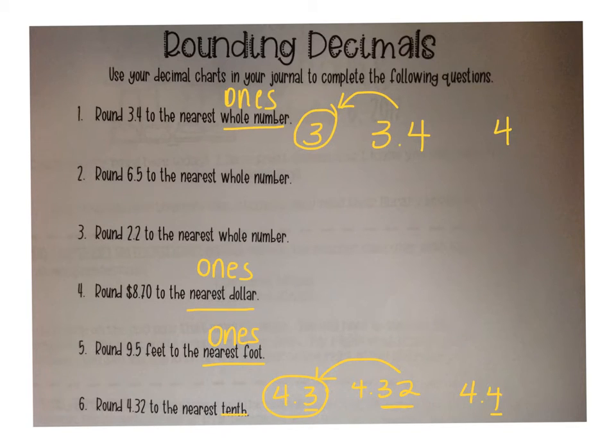So I would like for you to go ahead and finish the rest of this worksheet, just how I showed you number 1 and number 6. I want you to write the number on either side, write what it could round to, and then I want you to show me with an arrow and circle the side, the whole number or the tenth, that it would round to.